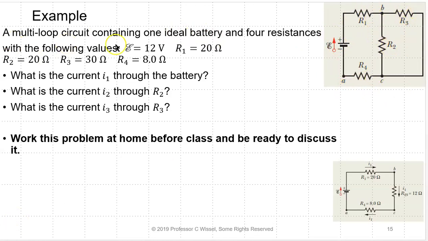So now we have a multi-loop circuit containing one ideal battery and 4 resistances, R1, R2, R3, and R4, with the following values. E is 12 volts, that's the battery. R1 equals 20 ohms, R2 equals 20 ohms, R3 equals 30 ohms, and R4 equals 8 ohms. What is the current I1 through the battery? What is the current I2 through R2? What is the current I3 through R3?